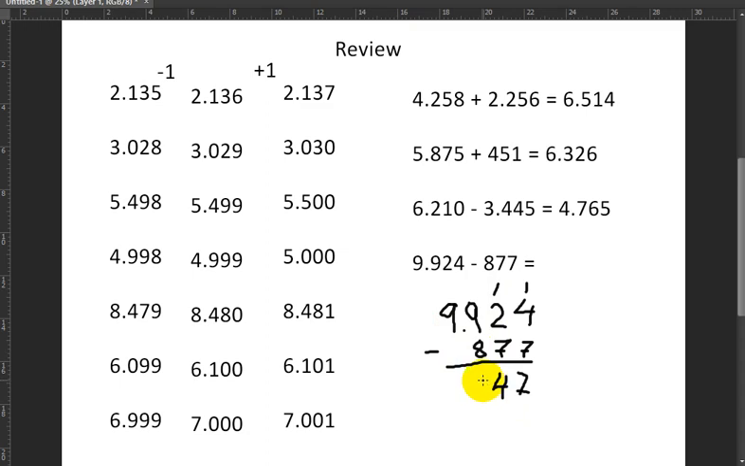9 take away 9 makes 0. And then 9 take away nothing. It's 9. So 9,047 is my final result.